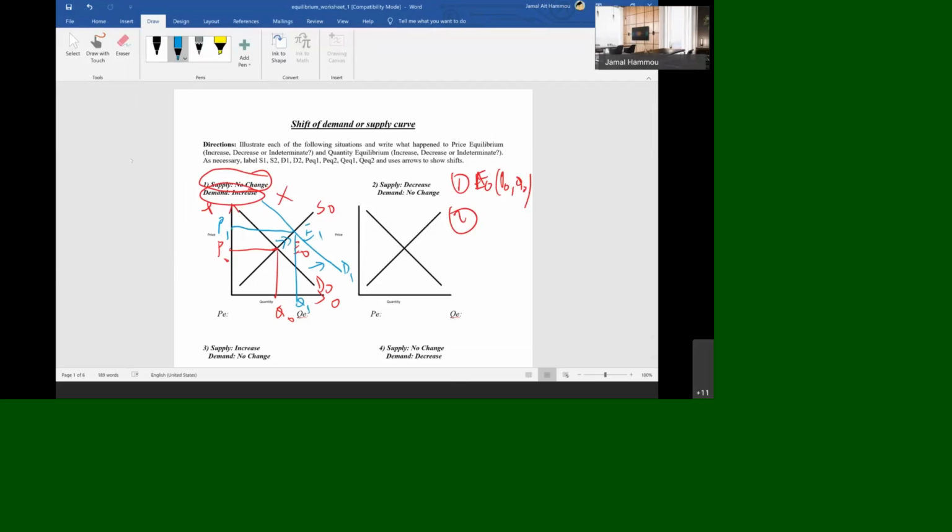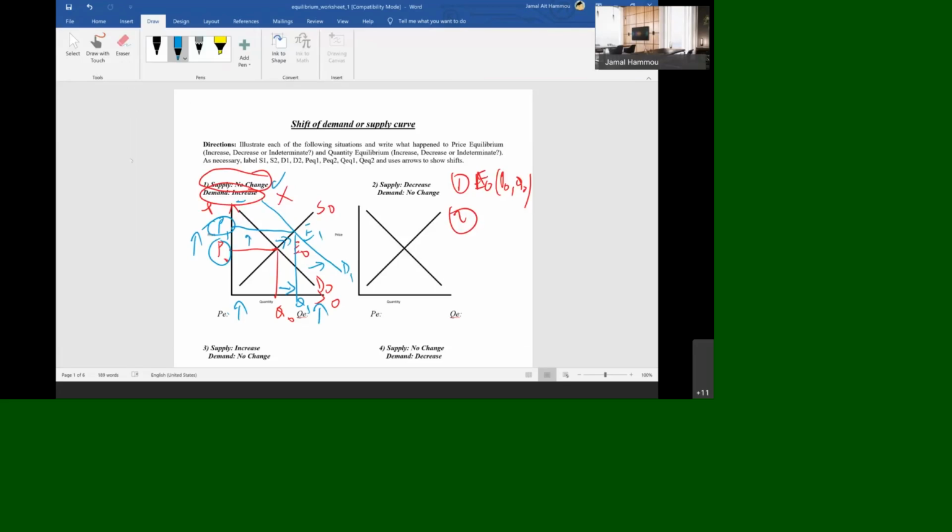Now I just go back and see what is the final outcome. What will happen to the price? I just compare P0 with P1. The price is going up. What happened to the quantity? It shows that the quantity went up. So if we have an increase in demand and no change in supply, the price will increase and the quantity will increase. Okay, so that's the way it should be done.